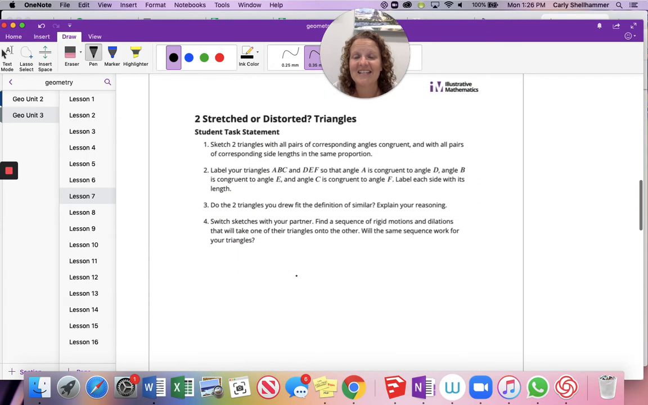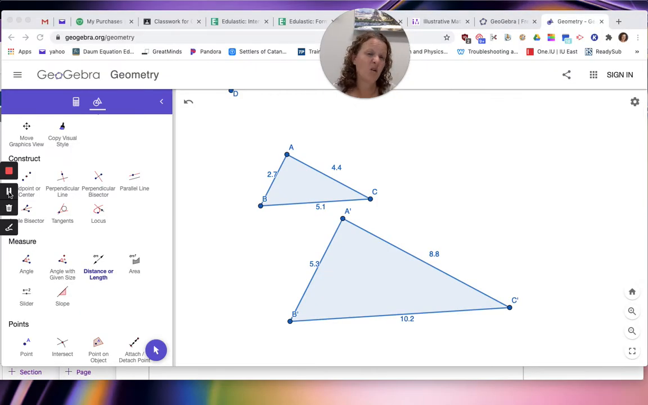All right. So sketch 2 triangles with all pairs of corresponding angles congruent and with all pairs of corresponding side lengths in the same proportion. Label your triangles ABC and DEF so that angle A is congruent to angle D, B to E, C to F. Label each side with its length. Do the 2 triangles you drew fit the definition of similar? Explain your reasoning. Switch sketches with your partner. Okay, I'm going to go to GeoGebra and draw some things.